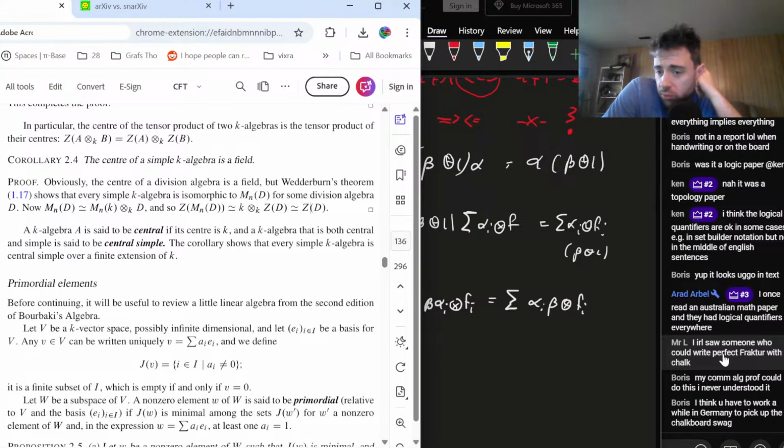You saw someone IRL who could write perfect Fraktur with chalk. Wow. We need to find some equivalent of the Fields Medal for that. That's incredible. Could they do it quickly, like in a reasonable amount of time? That's the dream. I feel like I've got to start studying calligraphy. Your commutative algebra prof could do this. You never understood it. Yeah, neither do I. Maybe I gotta go to Germany for a bit.